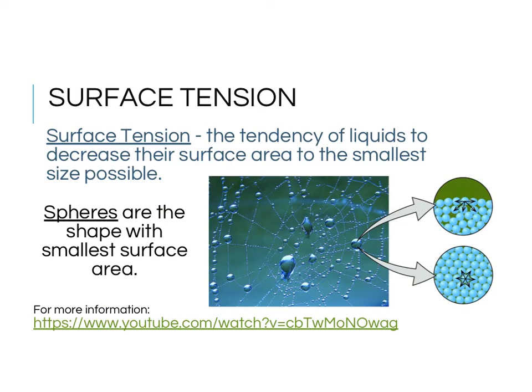So again, all these relate to intermolecular forces, but surface tension is really the tendency of liquids to decrease their surface area to the smallest size possible. And that smallest size possible, when we look at the smallest surface area, ends up being a sphere. And so we actually see the forces in between these water molecules pulling on one another.